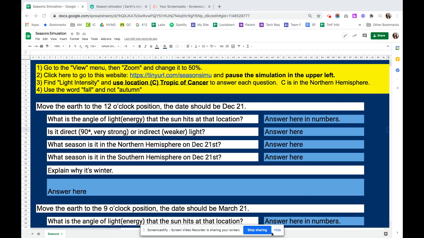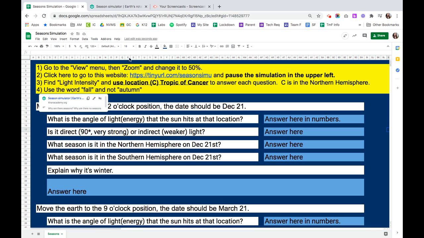Okay, so if you have been assigned the seasons, you're going to be working in a group to answer these questions. As you answer the questions, things will pop up on your screen. So, first of all, you have to follow the directions. It says go to the view menu and then zoom and then change it to 50%. It's easiest if you just go to this drop down menu and then choose 50%.